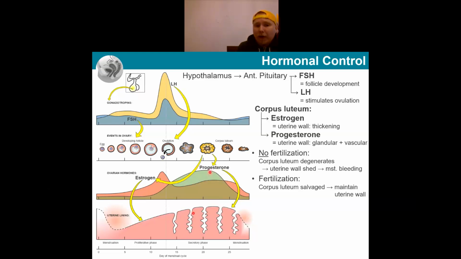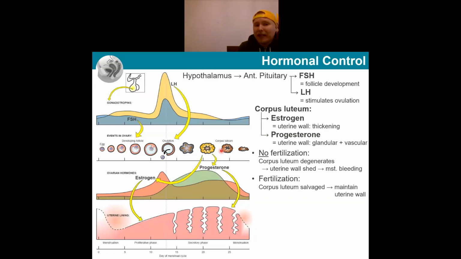If there is no fertilization, so this egg cell that has been shed does not meet the sperm and fertilization does not happen, then the corpus luteum simply degenerates. And as it degenerates, these hormones estrogen and progesterone stop being secreted. And as a result, the uterine wall lining is now shed and the menstrual bleeding takes place. So we get rid of this thickened vascular glandular wall that we built, hoping that the fertilized egg cell would implant there. But if that does not happen, then let's shed it, let's get rid of it. And this is what we see as the menstrual bleeding.